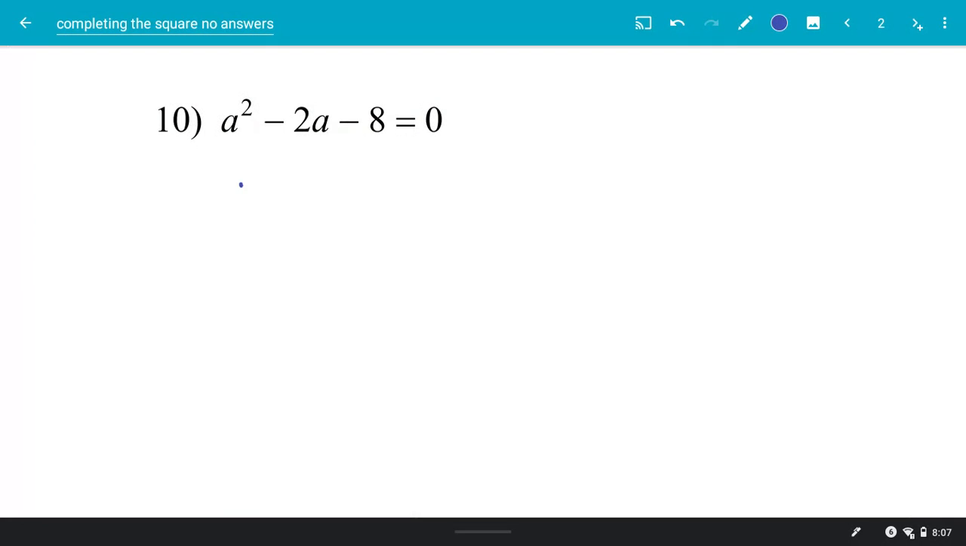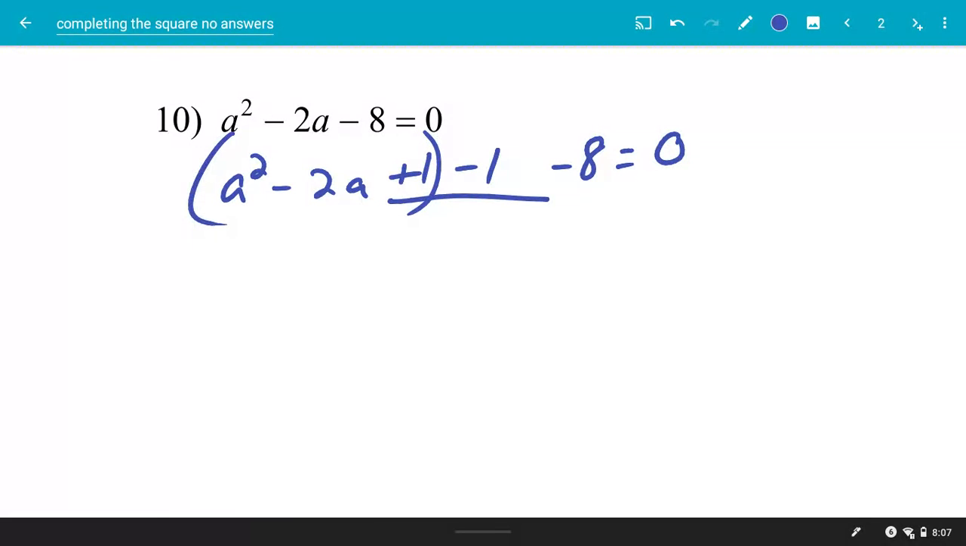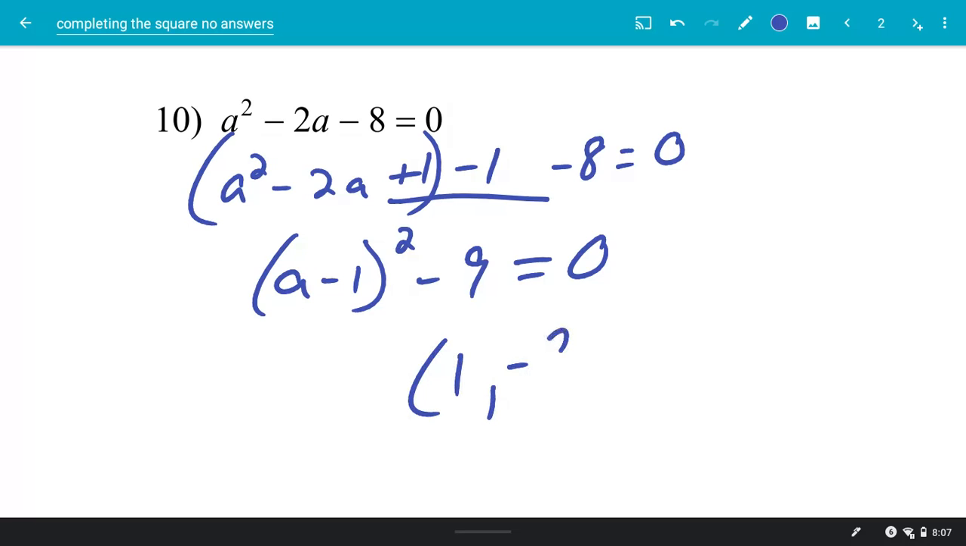Last one. a squared minus 2a, space, minus 8 equals 0. 2 divided by 2 is 1. 1 squared is 1. So plus 1 minus 1. There's my perfect square, a minus 1, quantity squared, minus 9. Vertex 1, negative 9.